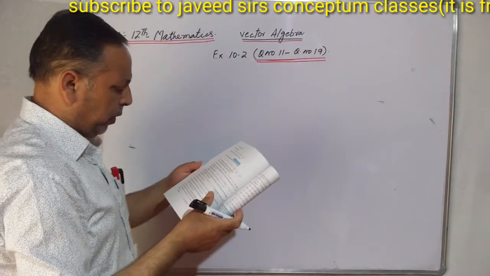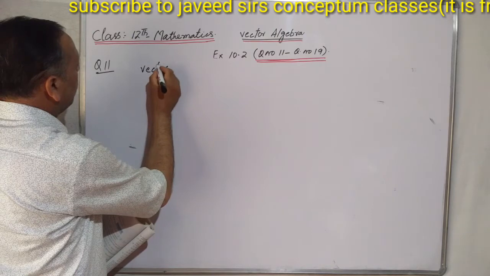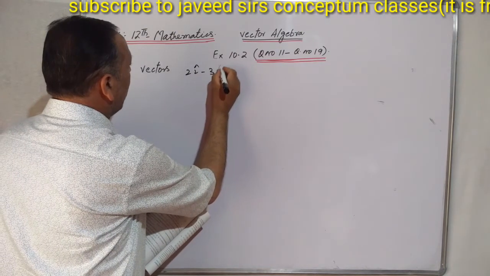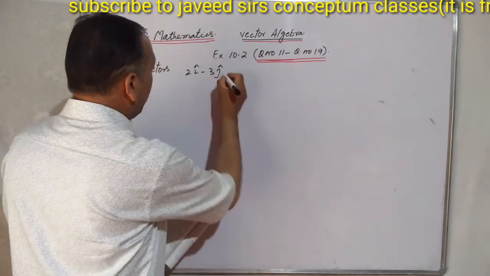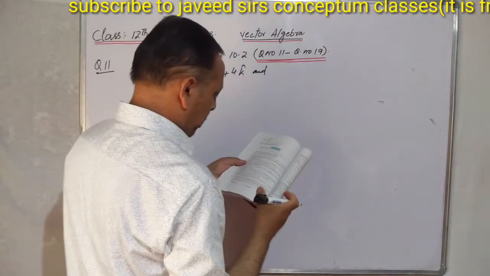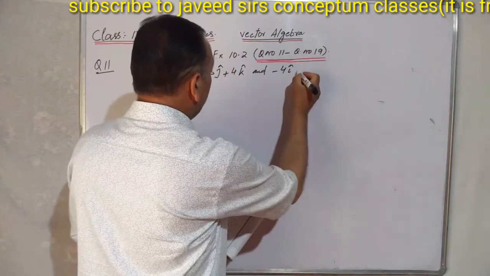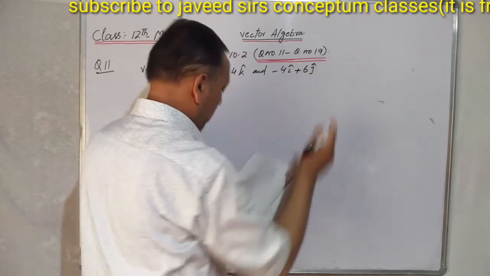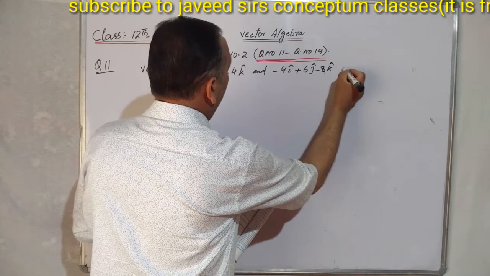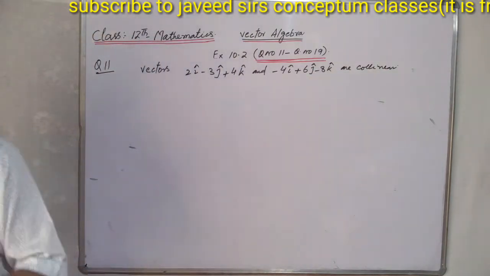Eleventh question is, show that the vectors 2i cap minus 3j cap plus 4k cap and minus 4i cap plus 6j cap minus 8k cap are collinear. Prove that these two vectors are collinear.